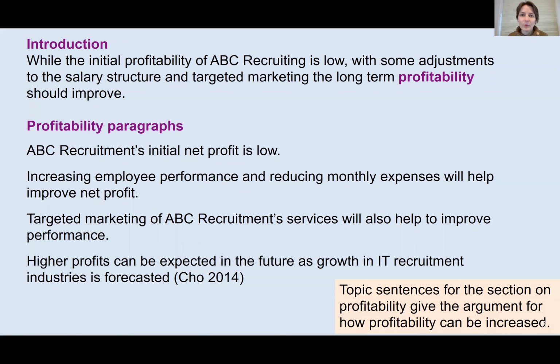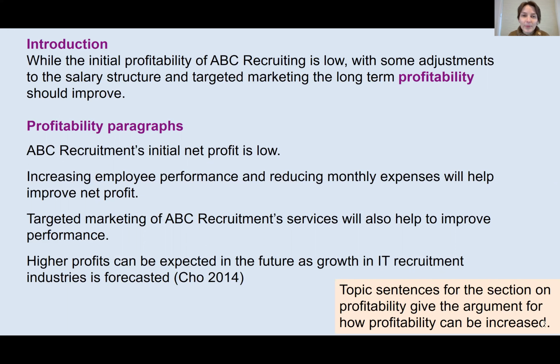So let's take an example. Here's another report where we have the introduction saying that the long-term profitability should improve if they follow these recommendations. So in the section about profitability, this student has focused on the reasons why the net profit is low, and then the reasons that they're giving for these particular recommendations. So increasing employee performance will help to improve the net profit. Targeted marketing will also help to improve performance, which will help to improve net profit. And higher profits can be expected with growth in IT recruitment.